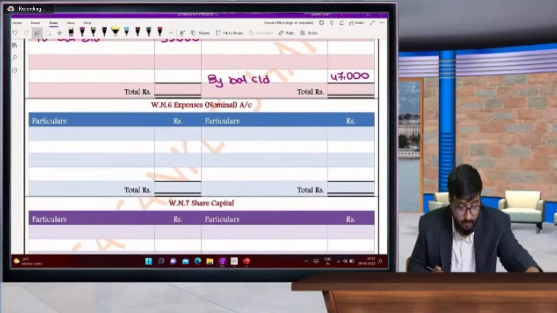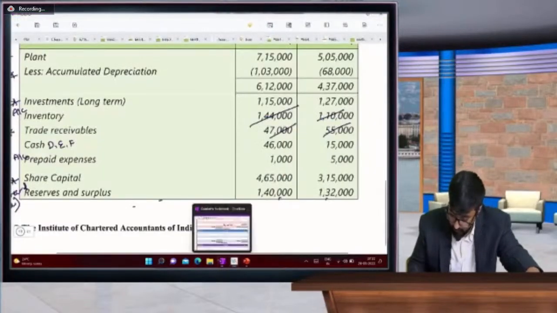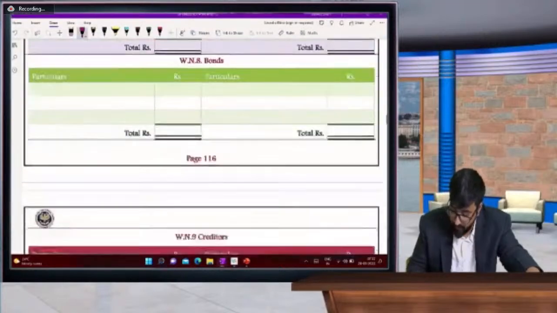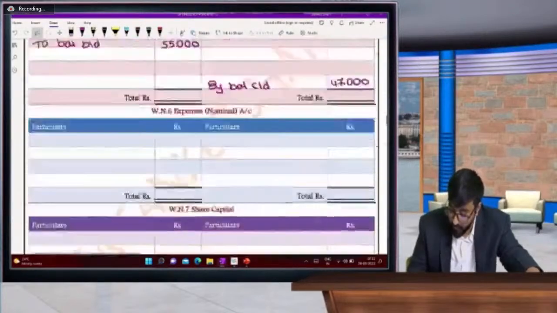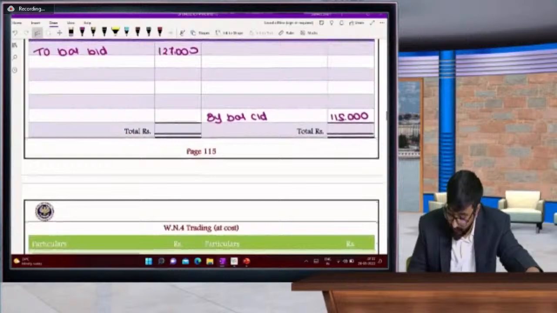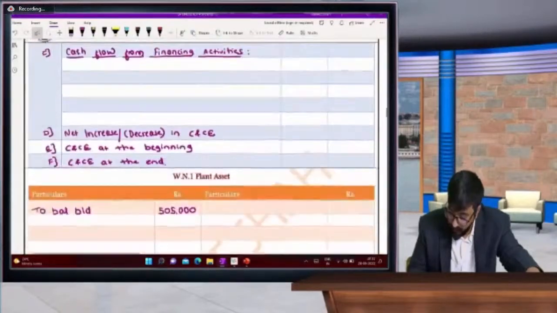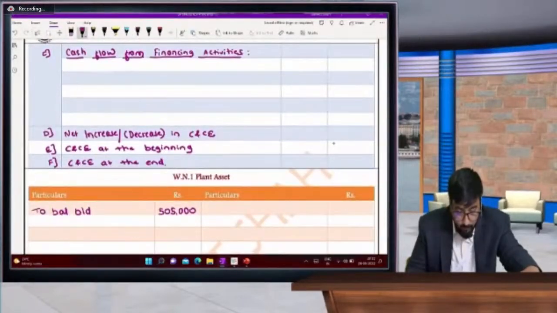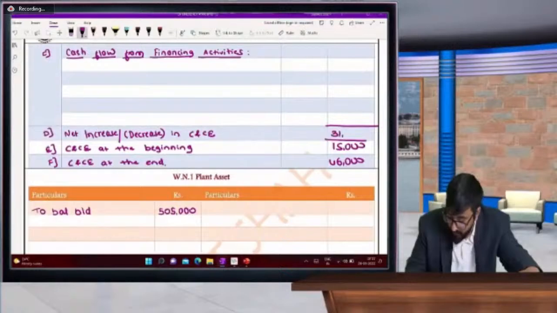Expenses. Cash, first cash 15 and 46 line by line. 15,000, 46,000. So we are aware about this 31,000.